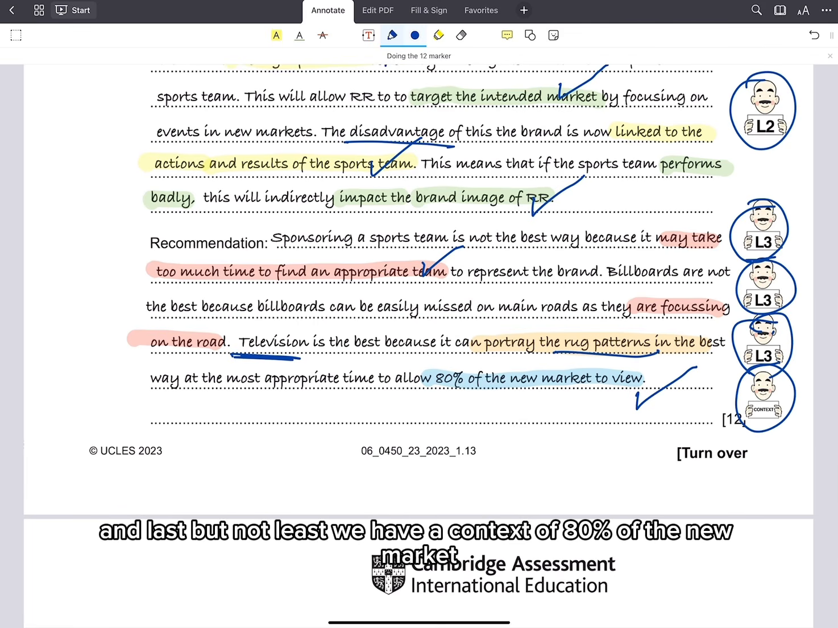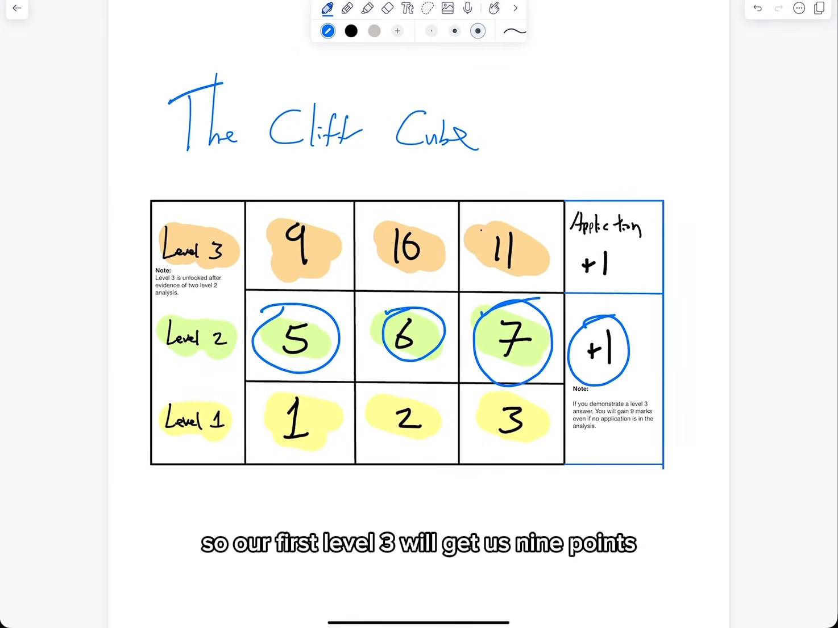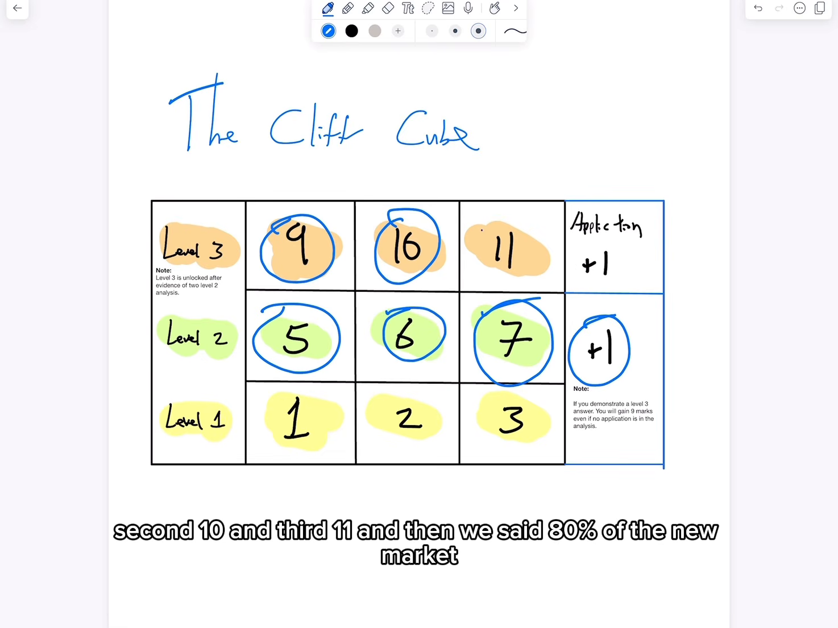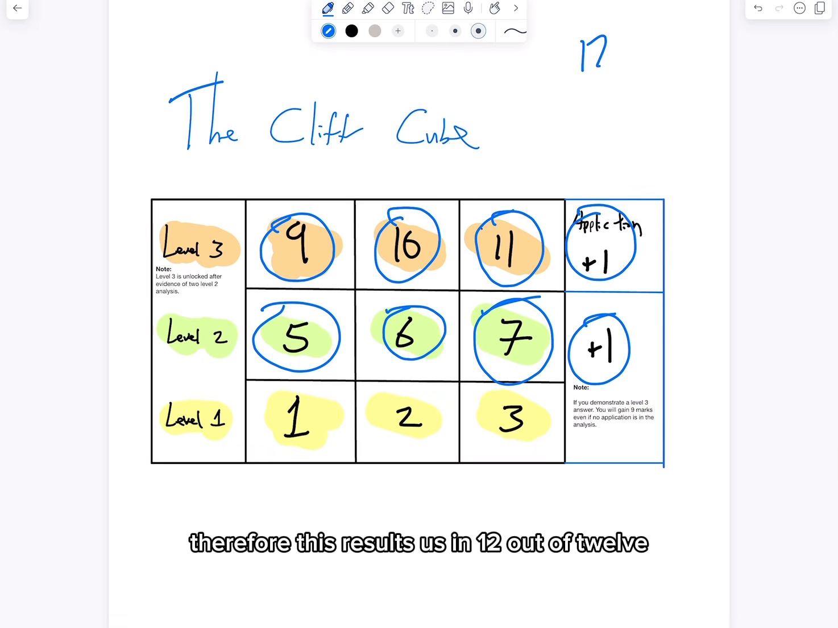And last but not least, we have a context of 80% of the new market. So our first level 3 will get us 9 points. Our second, 10, and third, 11. And then we said 80% of the new market, which is our application point. Therefore, this results in 12 out of 12.